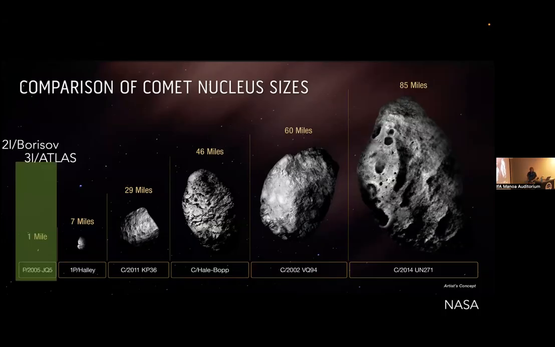3I/ATLAS and 2I/Borisov occupy the smaller end of things, which makes sense. It's much easier to form and eject smaller bodies from a solar system. Nature tends to prefer small things. So that answers how big it is: about a mile. What about how old is it?